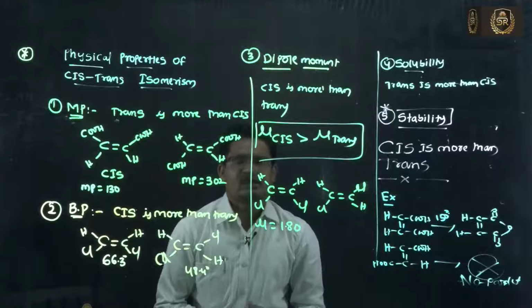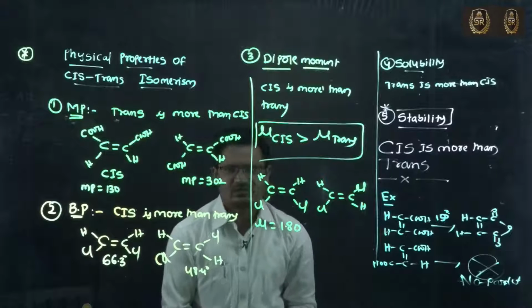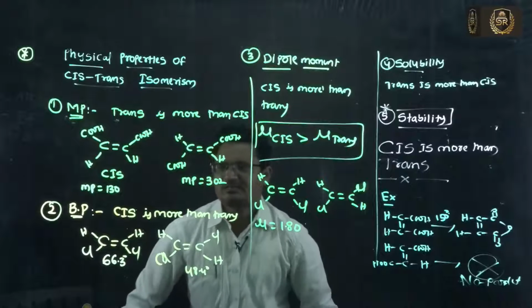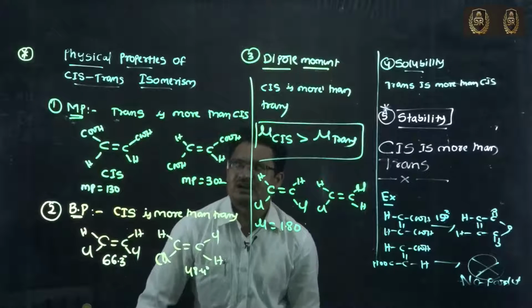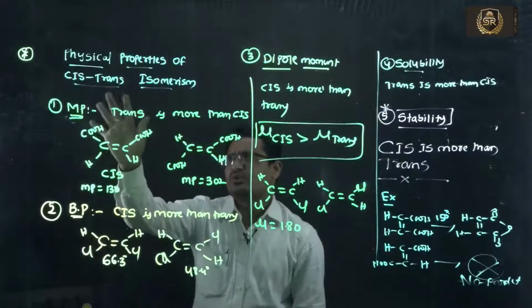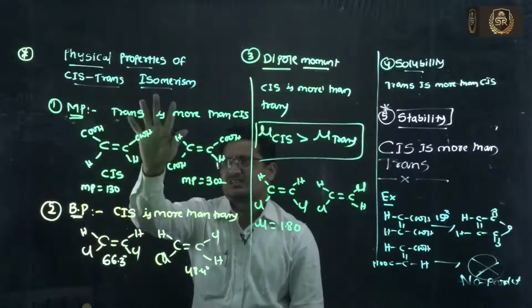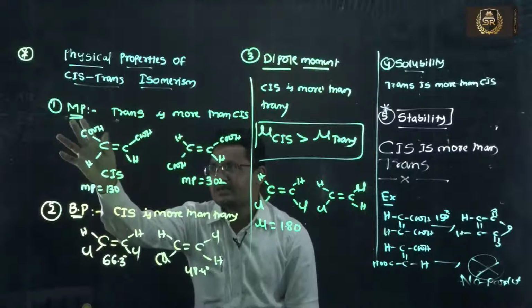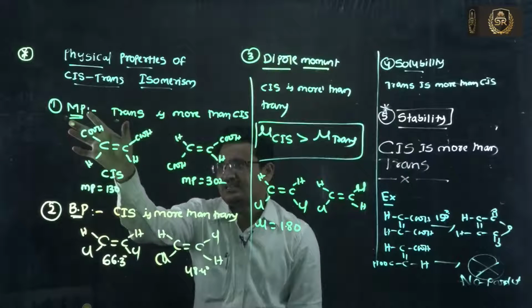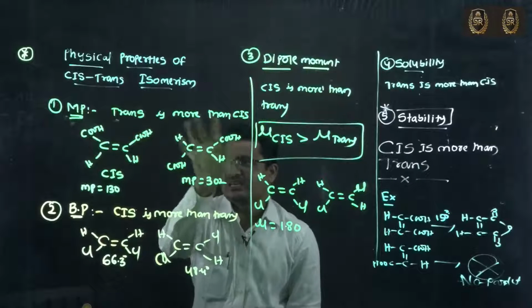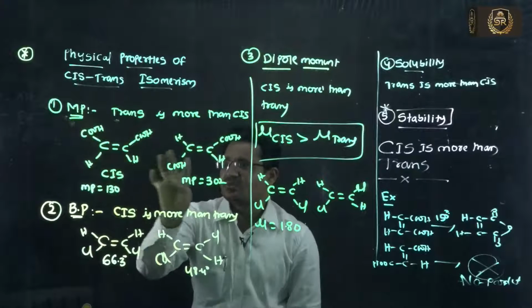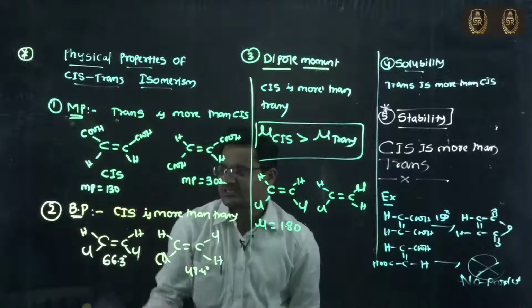So this geometrical isomerism is nothing but cis-trans isomerism. Cis means two identical groups are on the same side. Trans means two identical groups are on different sides. So I will give a good technique for the physical properties of cis-trans isomerism. Melting point: just remember M is nearby T, that's why trans is more than cis.